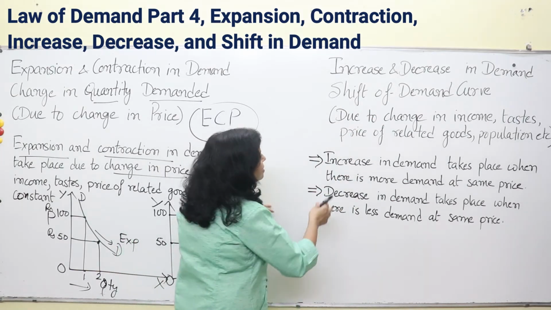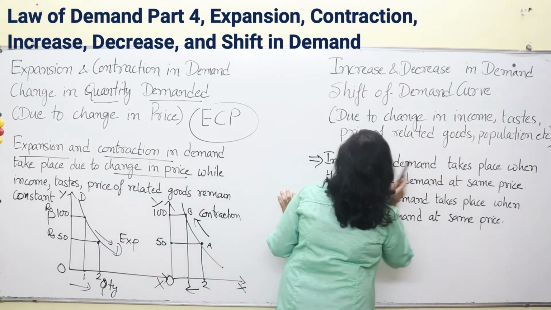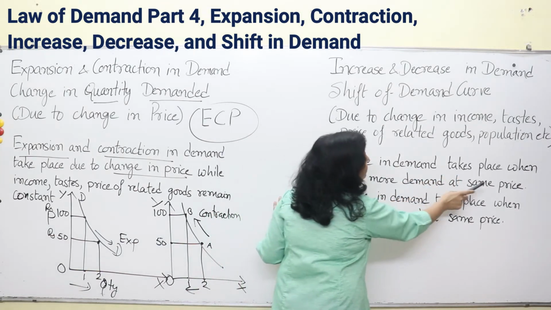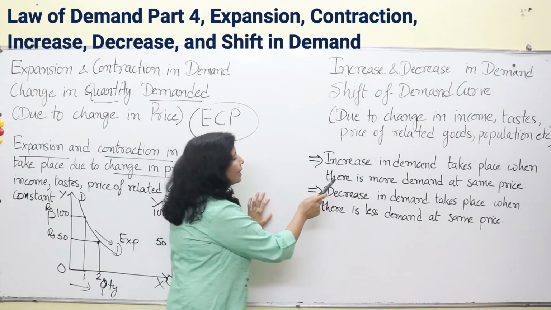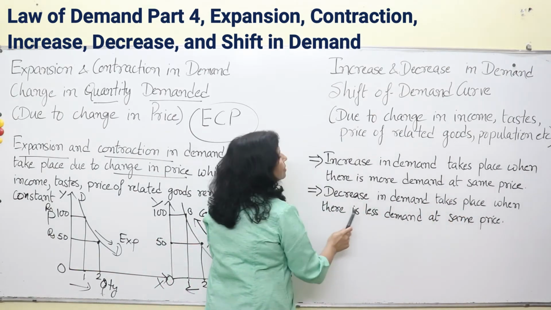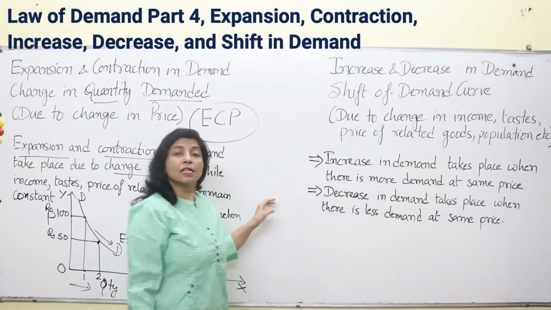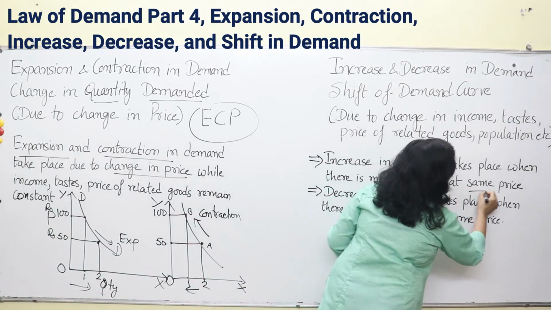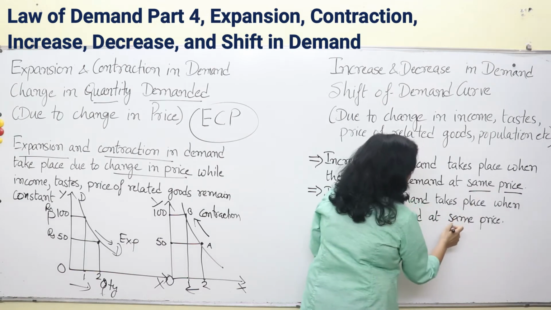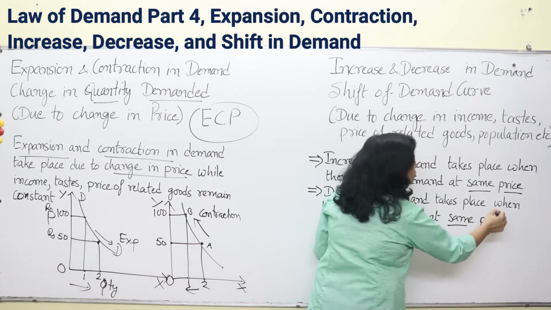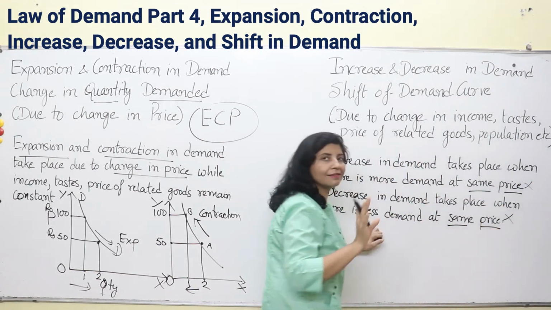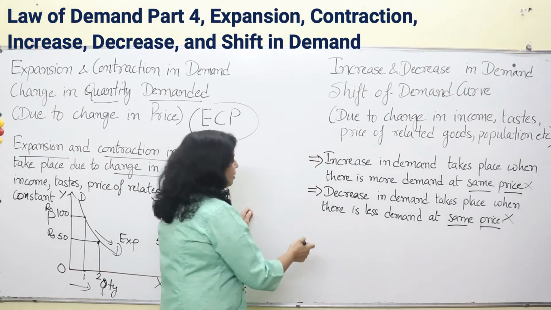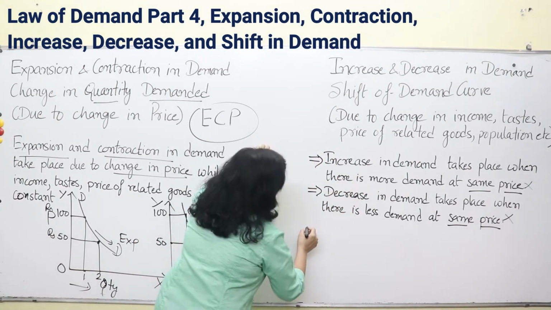Here let's discuss. Increase in demand takes place when there is more demand at the same price, right? And decrease in demand takes place when there is less demand at the same price. The price remains constant. What is the main point over here? Same price. That means price is not changing. It is remaining the same, but other factors are changing. Okay, let's discuss increase in demand first.